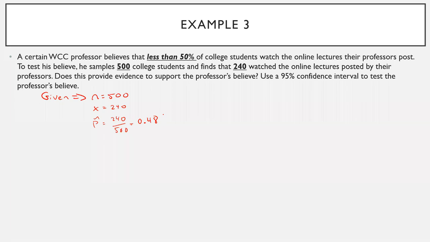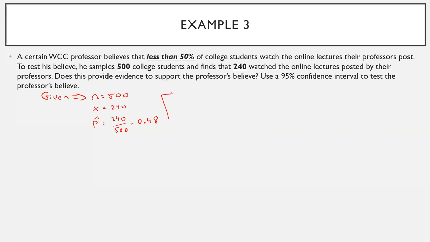But does it provide enough evidence to say for sure that less than 50% of all college students watched their online lectures? Here's the whole crux of it. If I were to sample another 500 students, do you think I would get exactly 48% again? No, I don't know what I would get. And do you think that the real proportion is exactly 48% of students watch their online lectures? No, it's not exactly 48%. So what could the real value be from this sample?